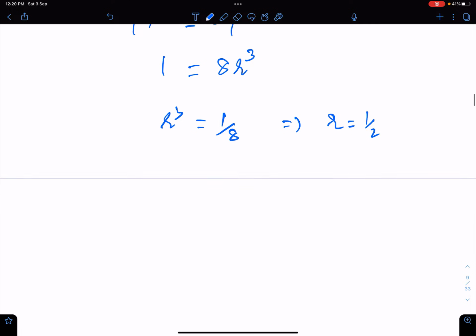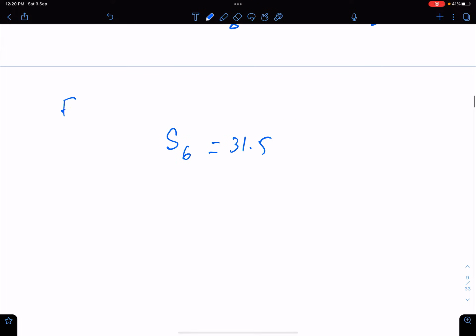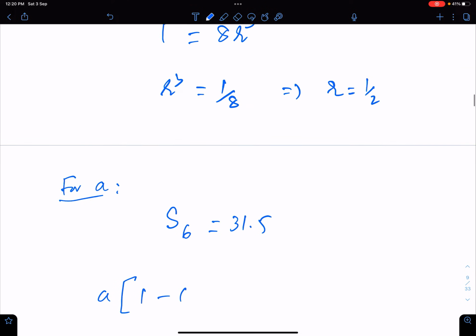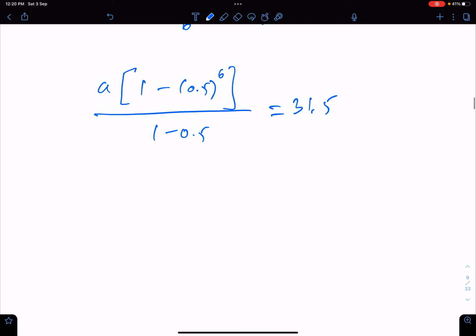Now we need a. For that we can use the sum of the first 6 terms, which is given as 31.5. We are using this equation for the value of a. So it should be a times 1 minus r, r is 0.5 to the power 6, over 1 minus 0.5. Hence a is 16.